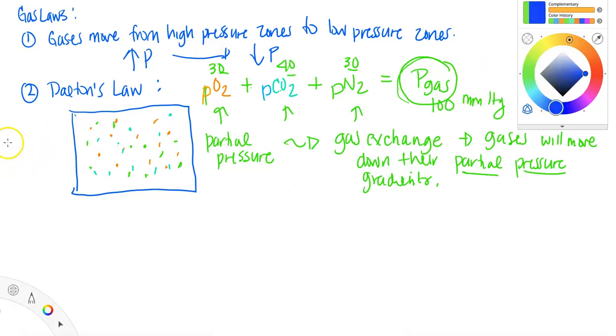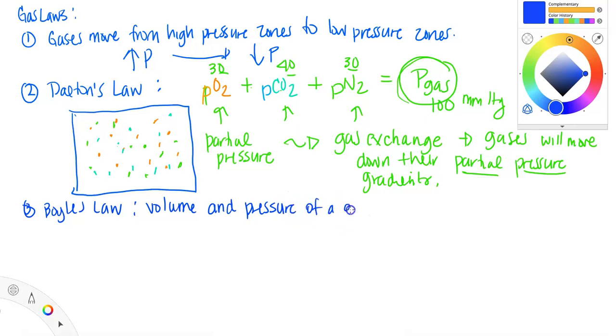Okay, so the last law is called Boyle's law. And this law basically says that the volume and pressure of a gas are inversely related.